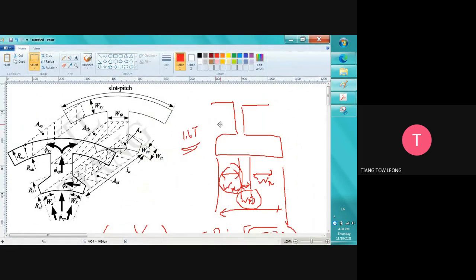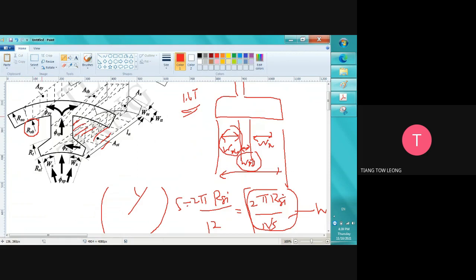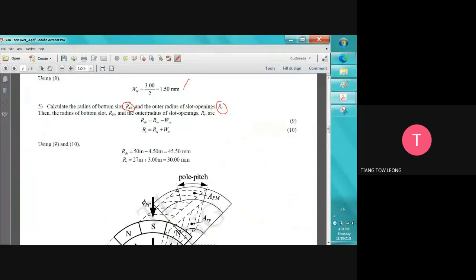Maybe how to. Okay, so the radius of the bottom slot is this one. This is the area where we want to slot our winding, and usually we call this line the bottom, and this will be our top or outer. That's why you say outer radius of the slot opening. Then the radius of the bottom, how to use it, how to calculate it.